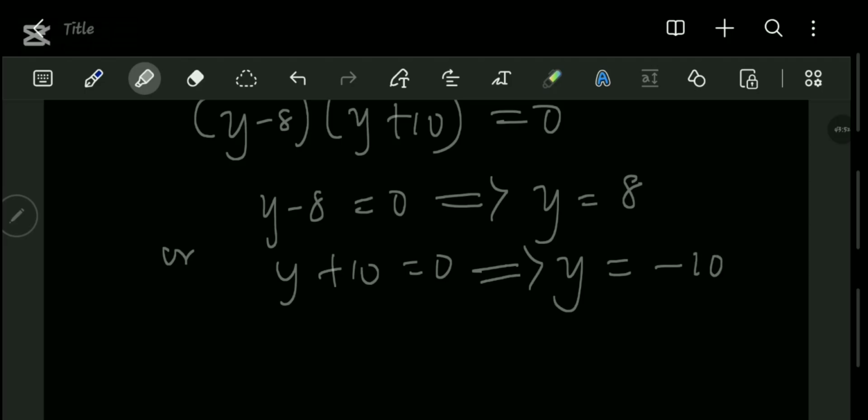And y is a base. A base cannot be in a negative form, so we can't use this. So our value is y equals 8.